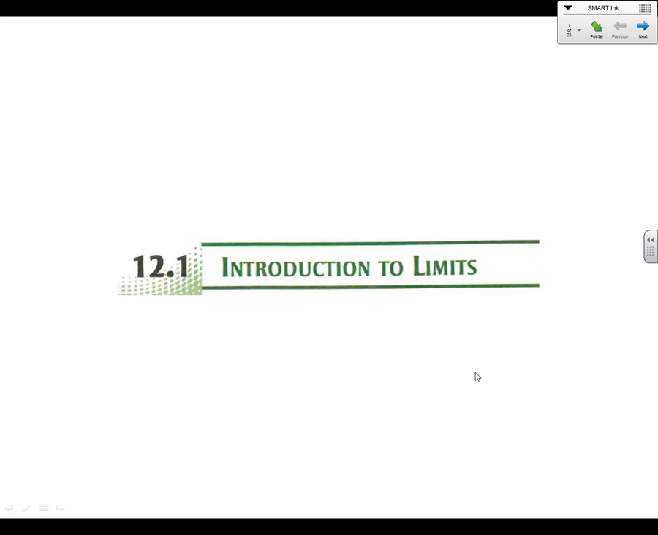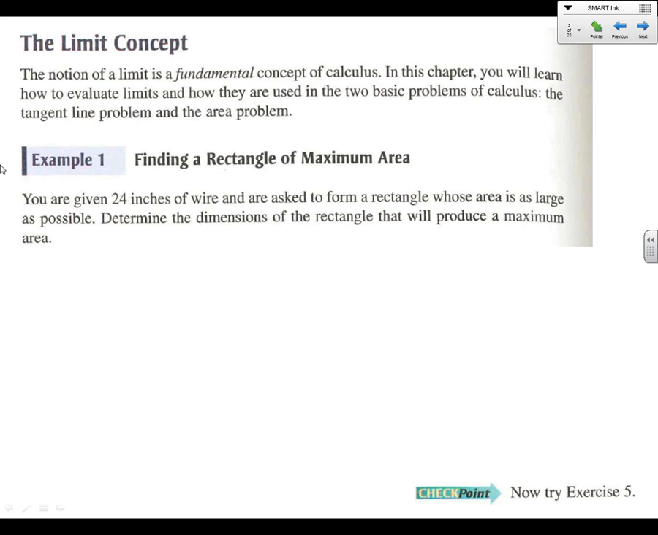All right, let's get started with chapter 12, 12.1, Introduction to Limits. A limit is kind of a basic building block for calculus, so we're going to get started with some calculus topics, the final chapter we're going to deal with this year. Let's start with an example first, and then we'll dive into the concepts.